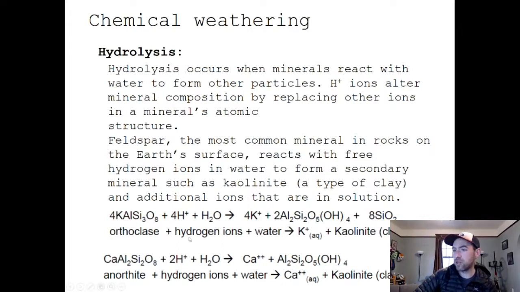By this reaction here, this is the reaction of orthoclase feldspar and hydrogen ions in solution, and that forms kaolinite clay with dissolved silica, right? So this silica gets dissolved into solution, and potassium ions also get dissolved into solution, okay? And you can see the same kind of reaction occurs for anorthite, a calcium feldspar, and results in kaolinite clay and calcium ions in solution, okay?